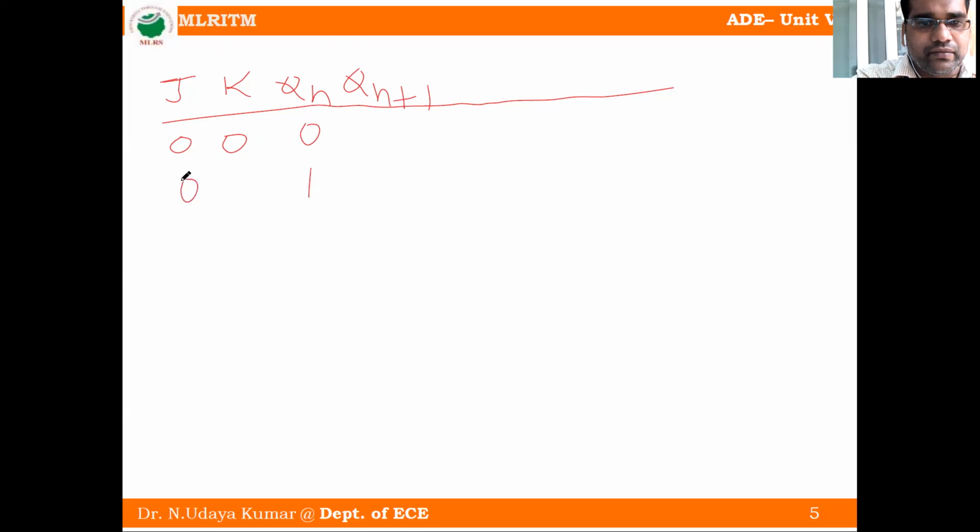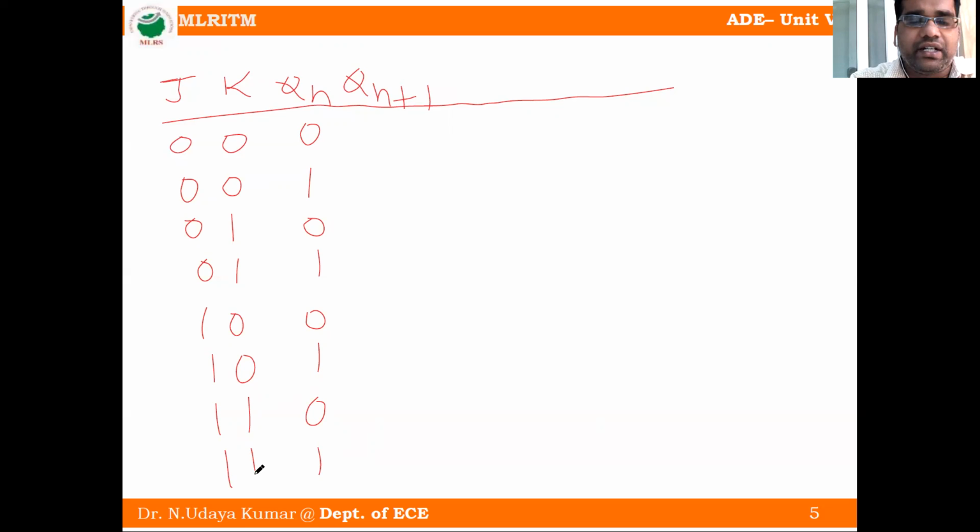Then 0, 1. Don't care means either 0 or 1. Okay. Next 1, 0. Here don't care means either 0 or 1 for 1, 0. Next 1, 1. 1, 1 means either 0 or 1. So this is the extended. Simply, in the place of don't care, we are writing 0 and 1. So this is the extension for JK flip-flop from the truth table.